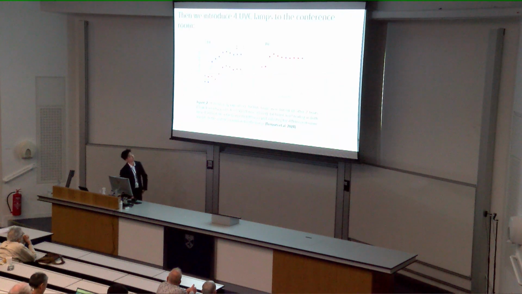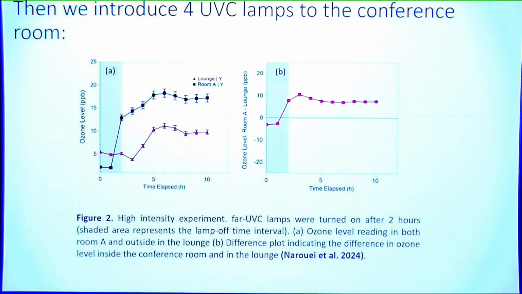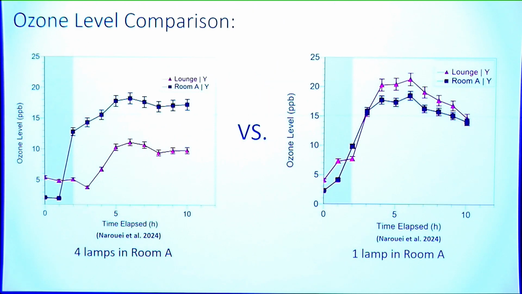Then we look at the 4-lamp situation. This time, after the second hour, which is when we turn on the lamps, the ozone level is a lot more different between the two areas. We have around 5 to 10 parts per billion difference after the lamps turned on in the conference room, compared to the lounge area. And when we put these two scenarios together, you can see the difference is very, very obvious.